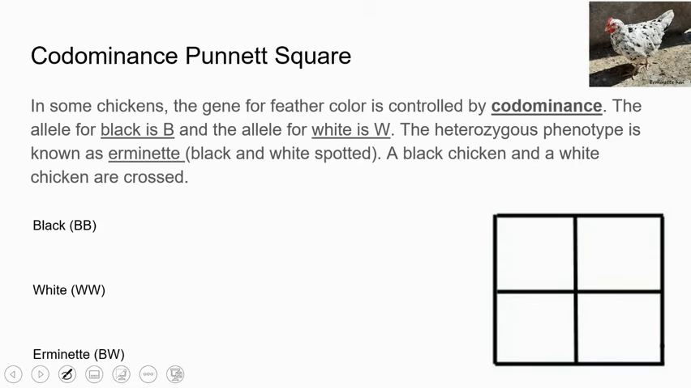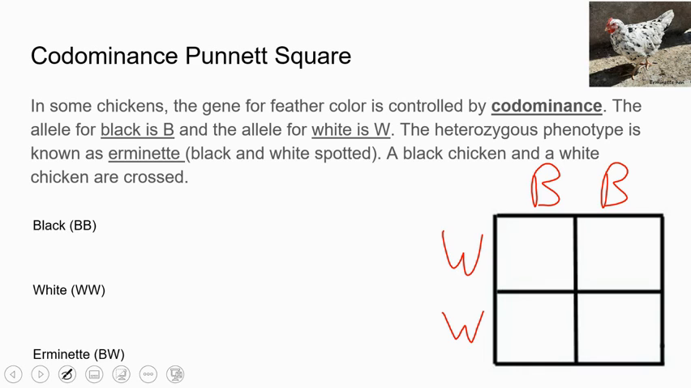So it says a black and a white. So the black is going to be 2 B's and the white is going to be 2 W's. It doesn't matter which way you arrange them. I usually put, if I don't know which is male and female, I put the first one listed on the top and the second one listed on the left. You would normally put the male on the top and the female on the left.